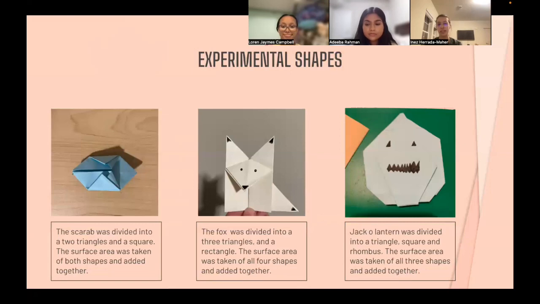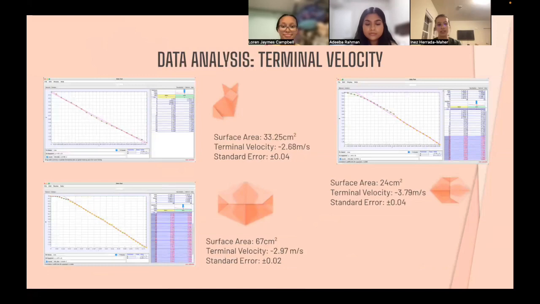Here are 3 different experimental shapes, each with a different surface area. Here is our data analysis from Tracker. These are our 3 different position time graphs. The line of best fit represents the average change of position and time during the terminal velocity period. And from there, we were able to use the slope of this line to find the terminal velocity of each origami. We were also able to calculate using Tracker the standard error for each origami as well.